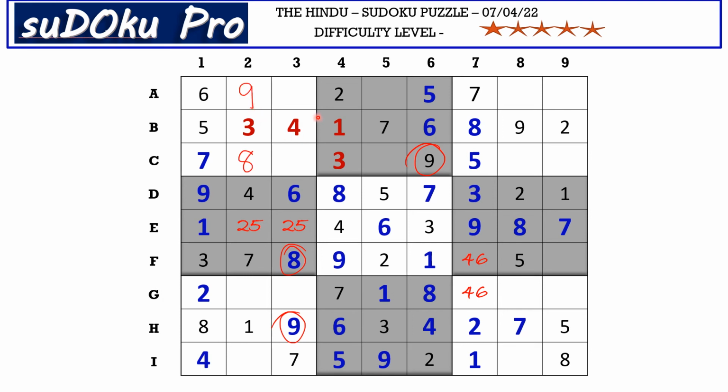Now the missing numbers are 1 and 2. There is a 2 here. So A3 takes 1 and C3 takes 2. So this 2 cancels out the 2 here. So E3 is now 5 and E2 is 2.